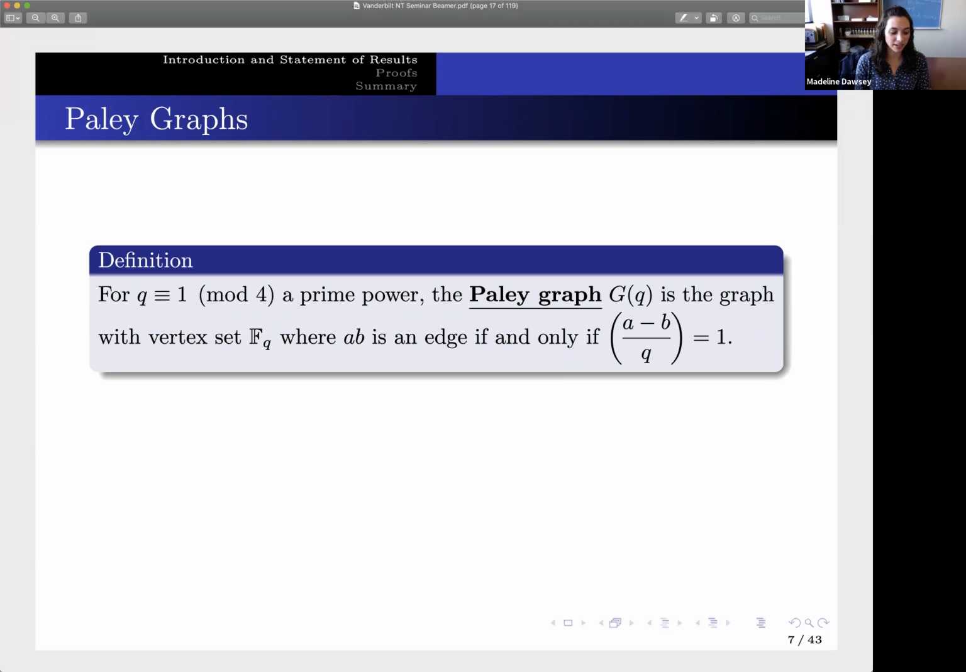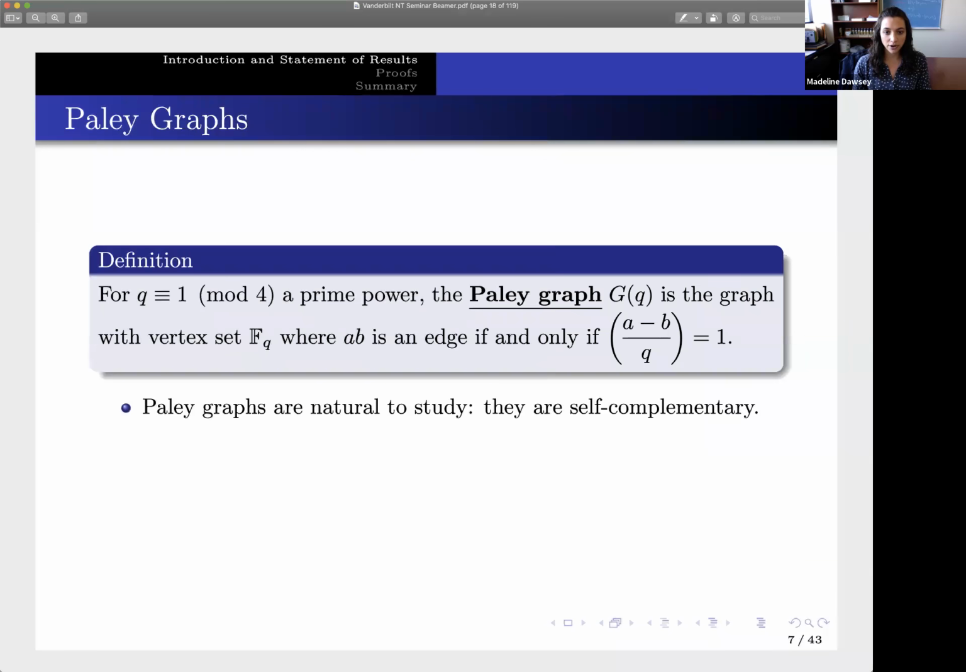Okay, so now let's define what the Paley graph is. For q, a prime power congruent to 1 mod 4, the Paley graph G of q is the graph with vertices from F_q, so like 0 through q minus 1. And a and b have an edge between them, that means ab is an edge, if and only if a minus b is a quadratic residue mod q. So this is the Legendre symbol here.